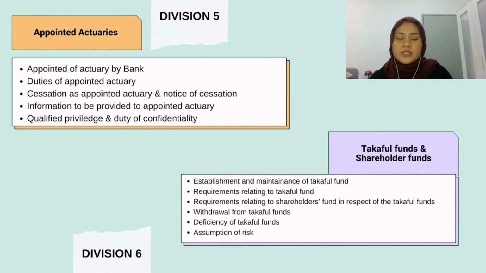So moving on to the next division, Division 6, which is the Takaful funds and shareholder funds. The first one is establishment and maintenance of Takaful fund. A licensed operator is permitted to establish and maintain more than one Takaful fund, regardless of their class or business description, but they must keep them separate from the funds of its shareholders. This is because the Takaful fund and shareholders fund cannot be mixed together, as the two come from different sources. So a licensed operator must manage those two accounts separately.